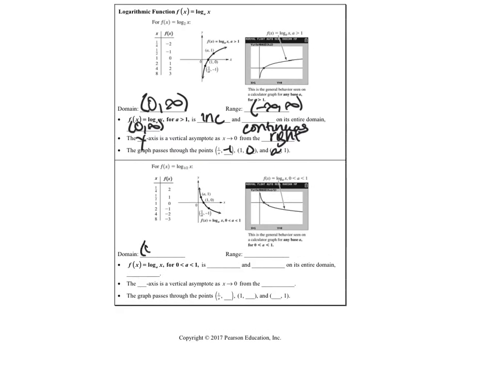Same domain and range. It is decreasing, still continuous, on its entire domain, 0 to infinity. The y-axis is still a vertical asymptote as x approaches 0 from the right, and the same 3 points: 1 over a, negative 1; 1, 0; and a, 1. Okay, so ignore those 2 marks.